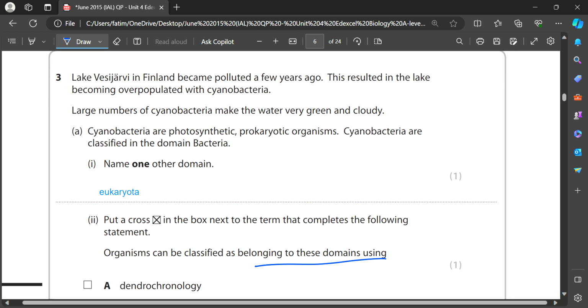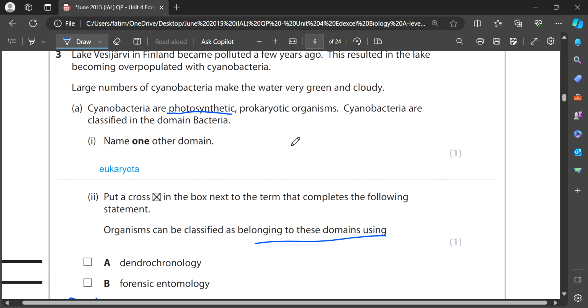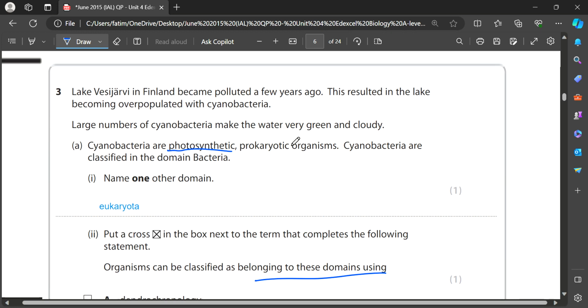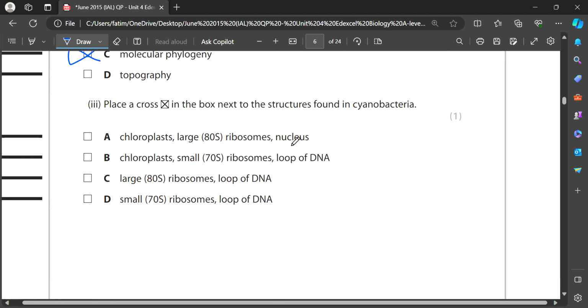And over here, place a cross next to the structures found in cyanobacteria. So it says it's photosynthetic, but we don't really know if it has chloroplasts or not. It's not a plant, so it's going to be hard for us to see if it has chlorophyll in it. Some organisms don't need that to photosynthesize. They're prokaryotic, so that means that they have the 70S ribosomes, and then it's a bacteria. So if we know the bacteria structure right here, this is awful, but we're going to go with it.